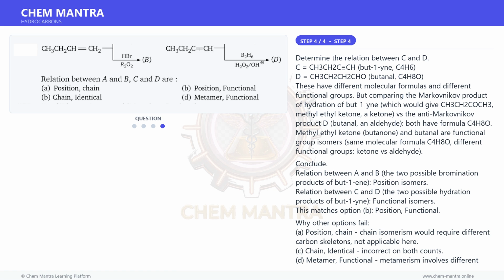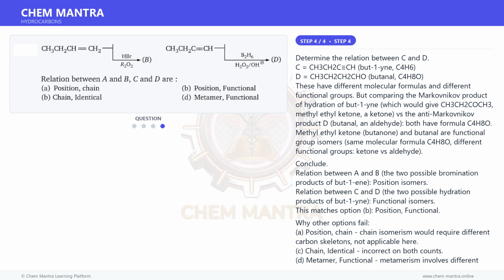Conclude. Relation between A and B, the two possible bromination products of but-1-ene: position isomers. Relation between C and D, the two possible hydration products of but-1-yne: functional isomers. This matches option B, position, functional.